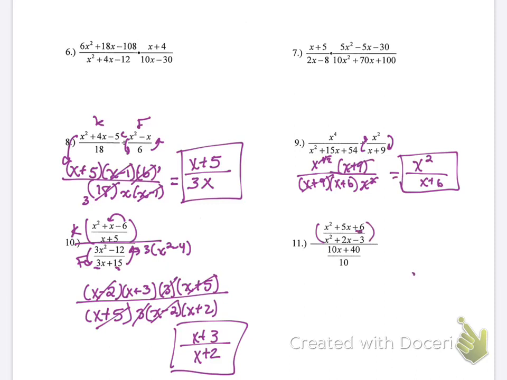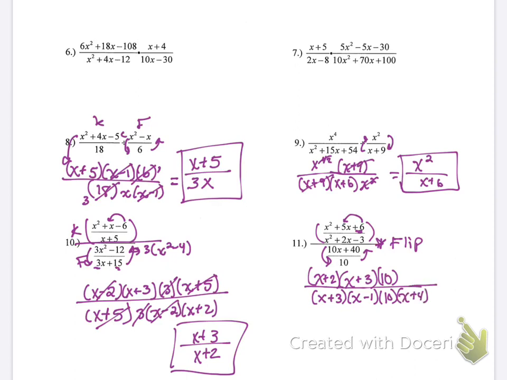What multiplies to 6 and adds to 5 is going to be x plus 2, x plus 3. And then on bottom, what multiplies to negative 3 and adds to 2, x plus 3, x minus 1. Because it's division here, it says, hey, flip. So the 10 is going to move to the top and put it in parentheses or not. Doesn't really matter, but if you do, sometimes it's a little easier. And then 10x plus 40 is going to move to the bottom but you want to take a 10 out. So then you're just left with 10, and then in parentheses, x plus 4.